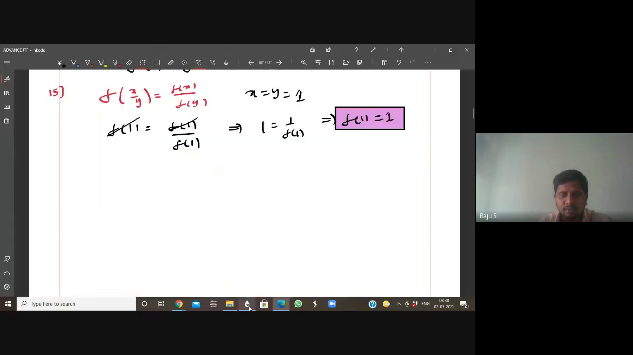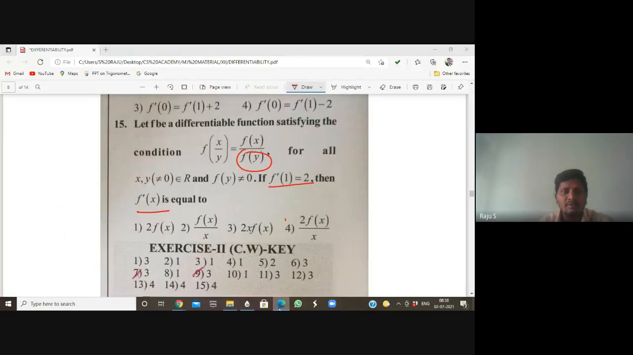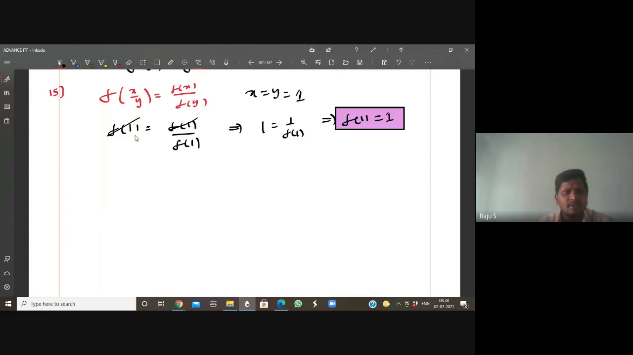Okay, let us see what is the f dash of x. First of all, what is the f dash of x formula? Take the standard formula, that's all. Limit h tends to 0, f of x plus h minus f of x by h. Am I right? This is the standard formula. So again here h tends to 0, f of x is a constant here. If we have only h variable function, that only can be considered.